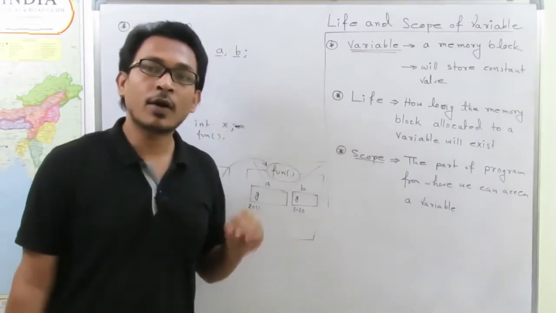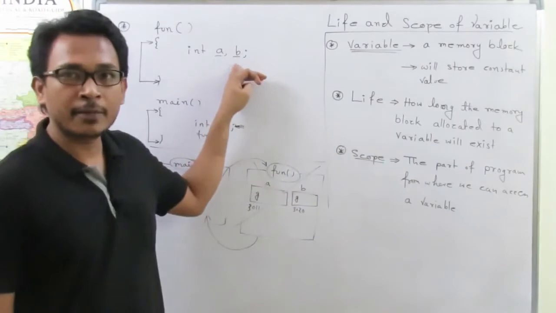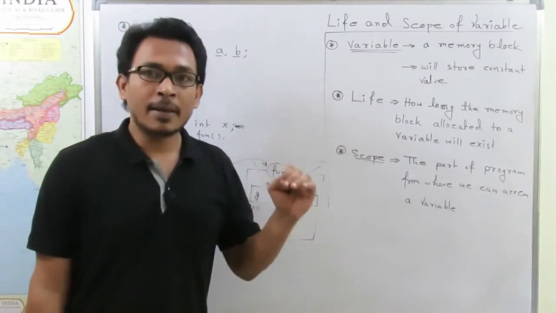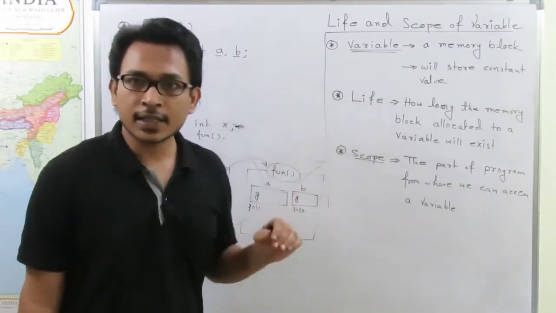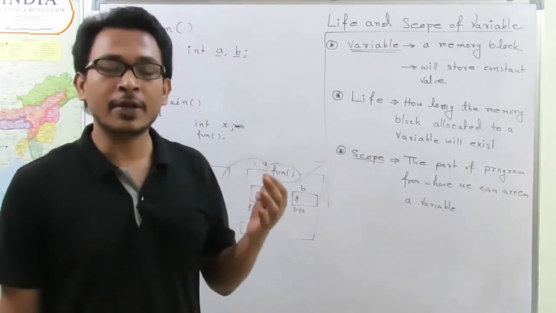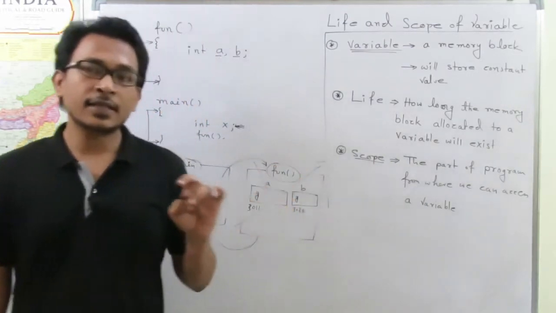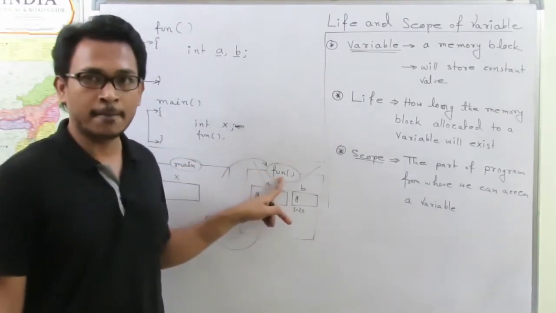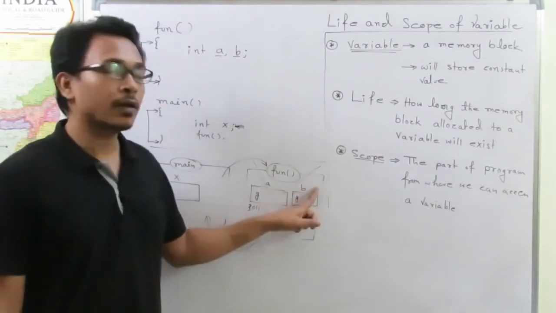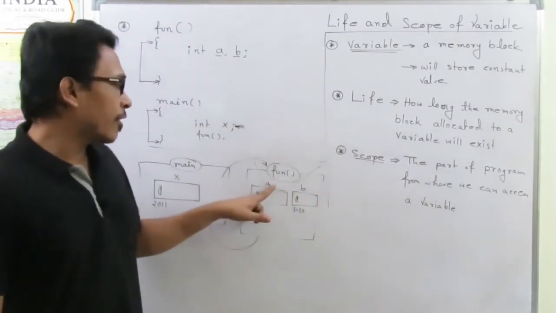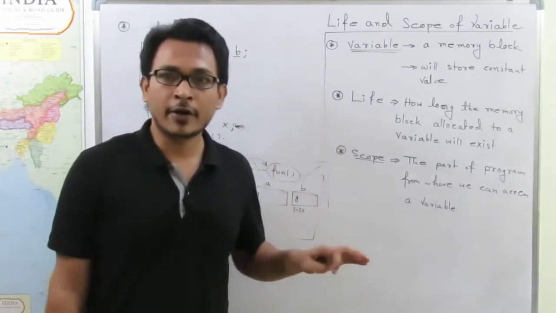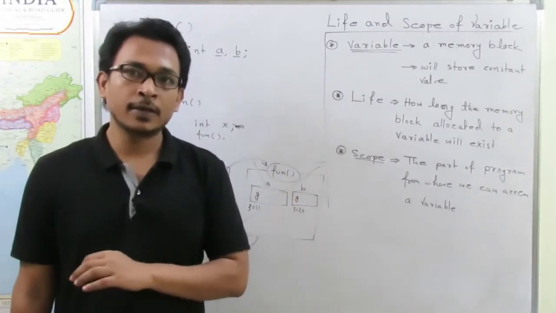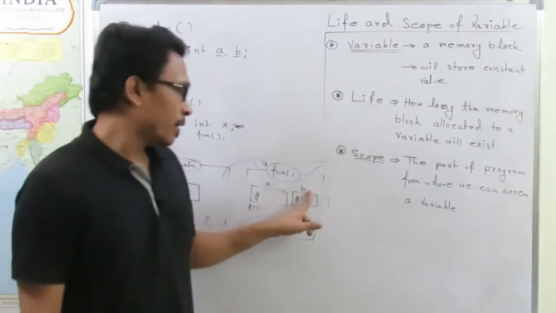Now these two variables do not exist in memory. That means what is the life of this particular variable a and b? The life of a variable means how long the memory allocated for these two variables exists in memory. So how long does the memory allocated for the variables a and b exist in memory? That is only the execution time of this particular function fun. Clear? After completion of execution of function fun, the memory allocated for a and b will also be deallocated. That means these two variables no longer exist in memory.